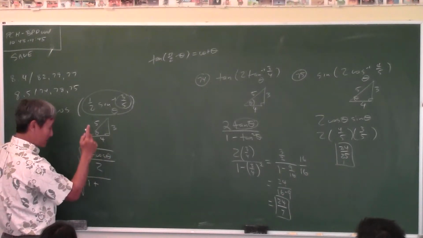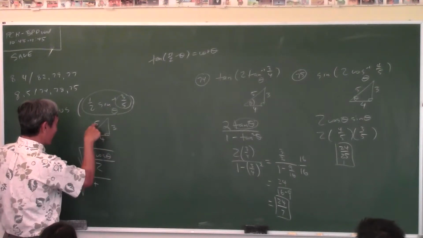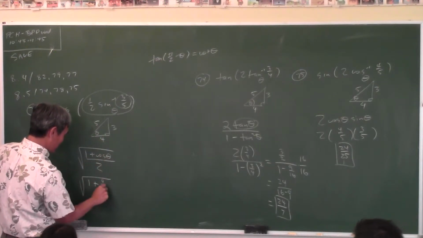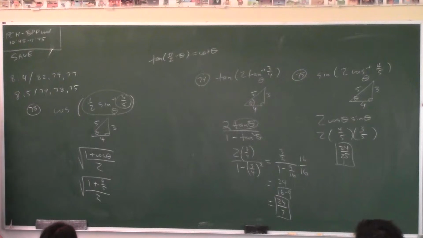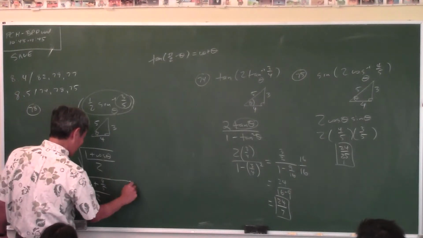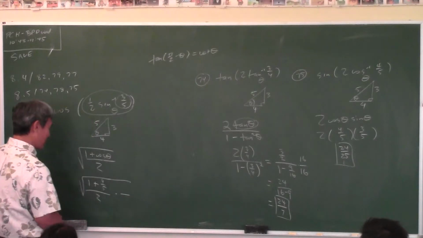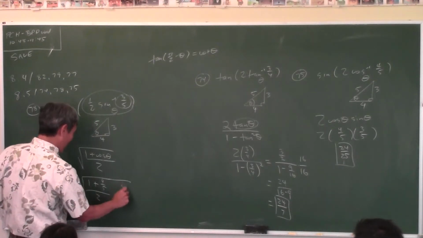Adjacent over hypotenuse, all over 2. Boom! 4 out of 5 points right there. Now, how do you simplify this? Inside the radical, you multiply top and bottom by 5.